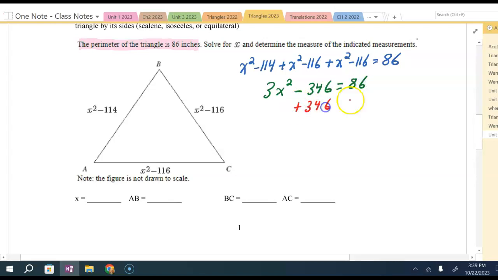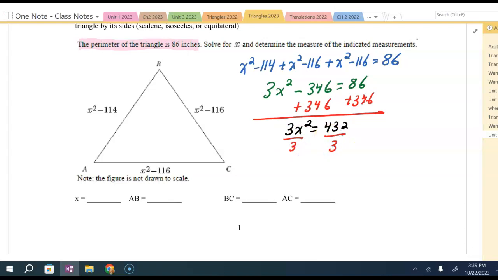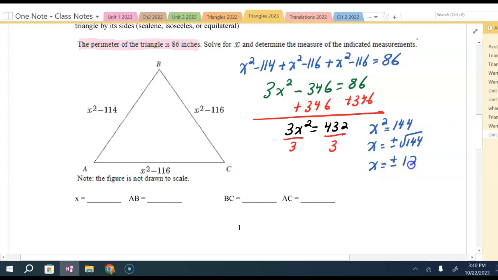I'm going to add 346 to both sides. When I do that, I'll get 3x squared. 86 plus 346 is 432. I want to divide by 3. I'll get x squared is equal to 144. So x is plus or minus the square root of 144. So x is plus or minus 12. So the value of x is plus or minus 12.